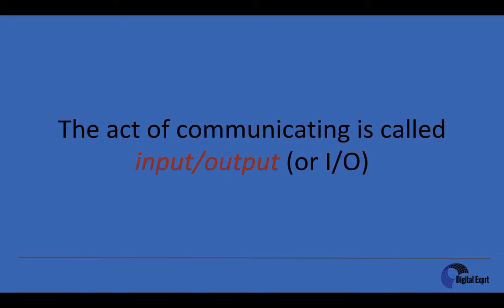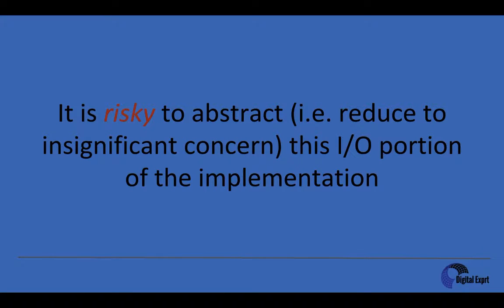So whenever we have two or more processes that are happening, or instances of some kind of implemented model communicating with each other, we call that, in technical jargon, input-output, or I/O. So whenever we have the situation with input-output, I/O, it is risky to abstract, meaning to reduce to insignificant concern, this I/O portion of the implementation. We cannot just safely ignore it and say, well, it doesn't matter, it doesn't change anything, because that is a slippery slope, as we'll see.